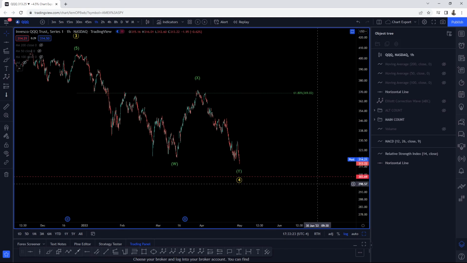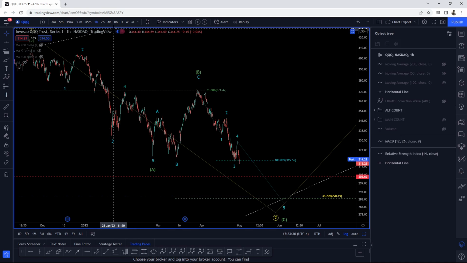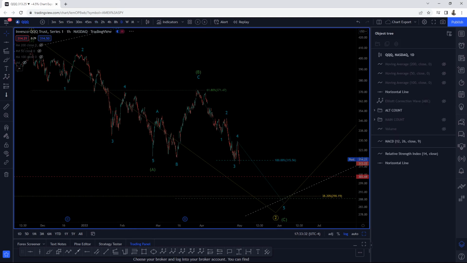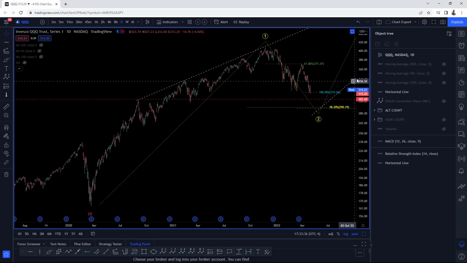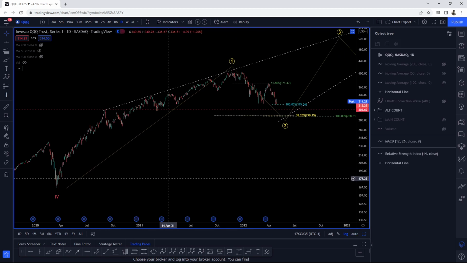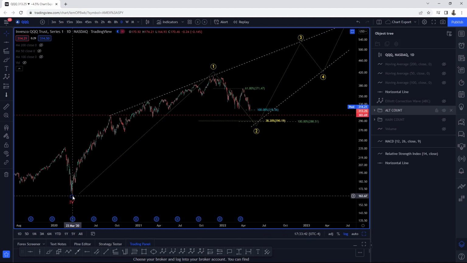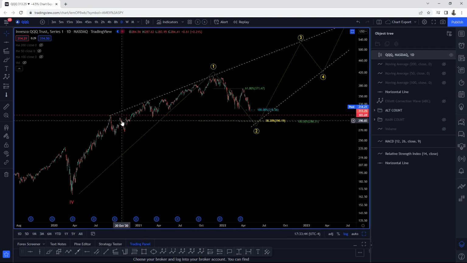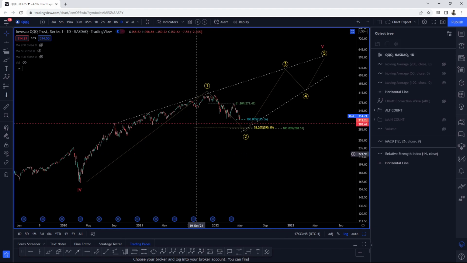Otherwise, if this low is breached, 303.69 rather, then we have no choice but to direct our attention to the alternate count. And what does that look like? I've presented this chart to you guys several times already, and it will look like this. Out of our cycle degree wave four, we have the wave one, and now I am looking at this as an ending diagonal type of pattern.